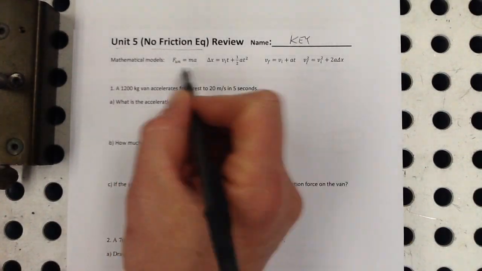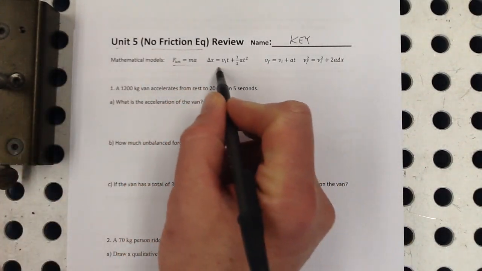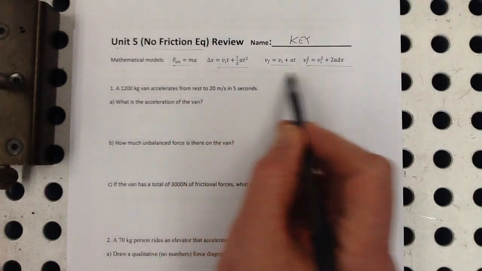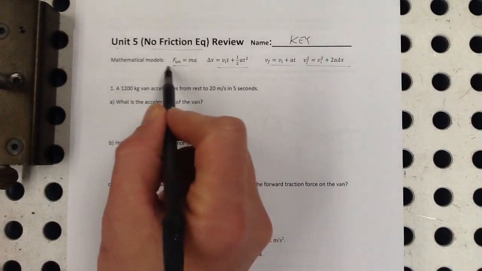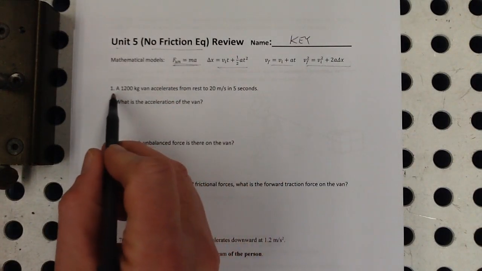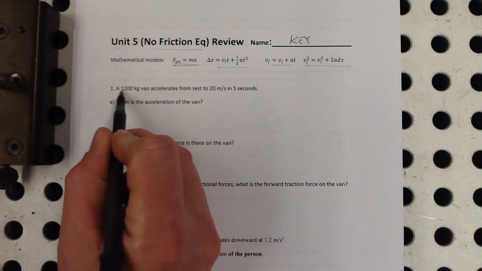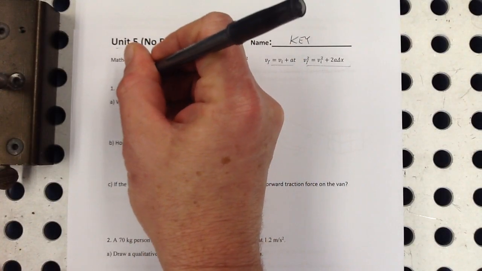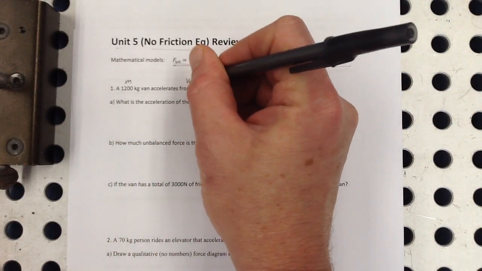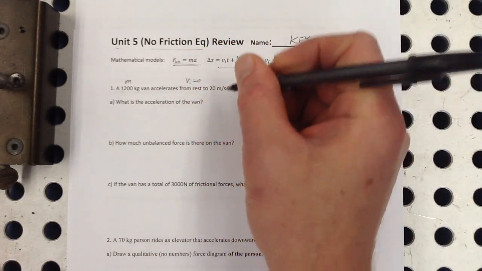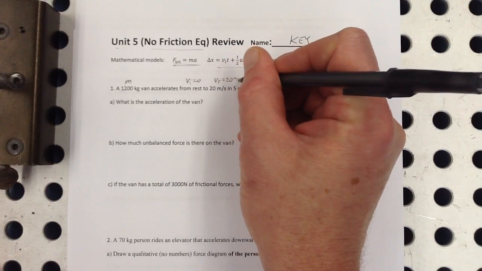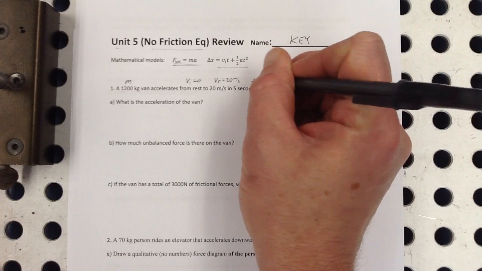Alright, number one. Before we get into that, here are the equations that you're going to see on that test: kinematics equations, just in case we need those, and then just that F net equals mass times acceleration. So, first question: a 1,200 kilogram van accelerates from rest to 20 meters per second in 5 seconds.